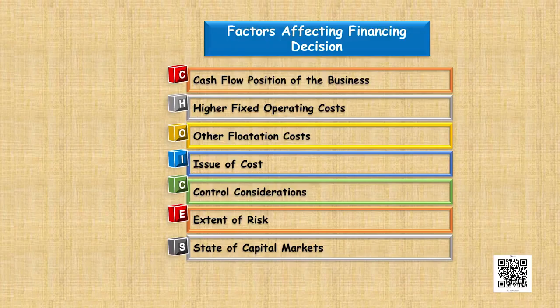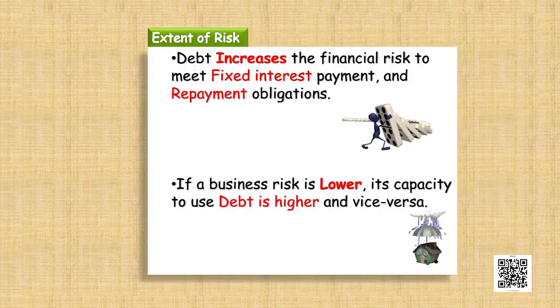Then we have the next point, that is the extent of risk. We know that debt increases the financial risk of the company. Financial risk refers to the risk that the company would fail to meet its repayment obligation or the interest payment obligation. So if the business risk of the organization is low, then it can choose to issue debt. Otherwise, it must choose to issue equity.